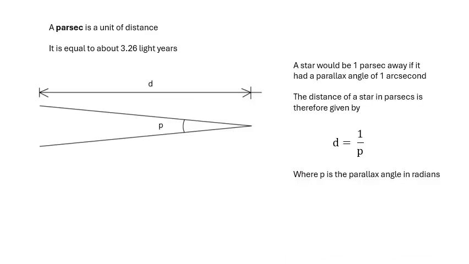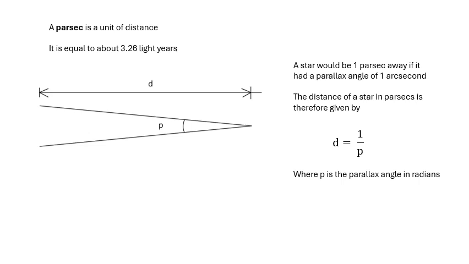Now, what is a parsec? A parsec is a unit of distance. It's about 3.26 light years. Definition of a parsec: if a star was 1 parsec away, then its parallax angle would be 1 arc second. You know that there's 360 degrees in a circle, and in 1 degree you've got 60 minutes, and in 1 minute you've got 60 arc seconds. So it's a tiny, tiny angle.